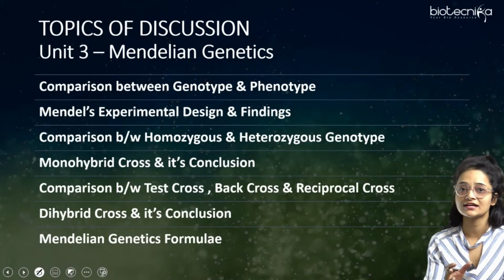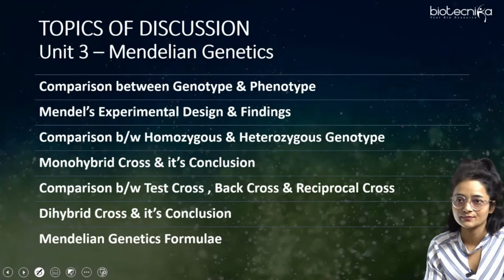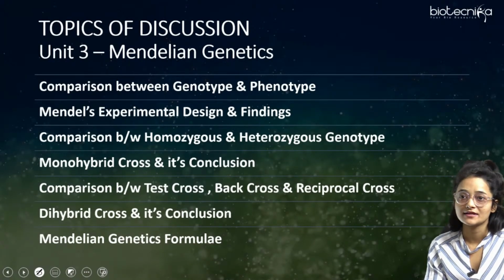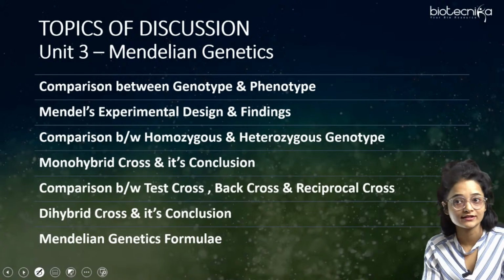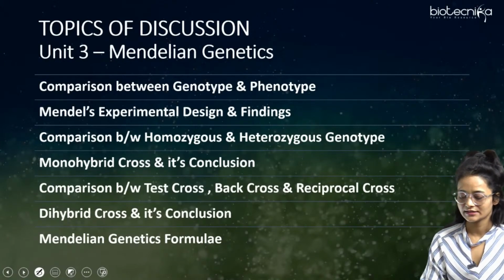And how do you recognize in a question when a test cross is being given to you or when a reciprocal cross is being given to you, right? And on that basis, how can you solve a particular question? All that we'll be discussing today. Then comes the dihybrid cross and its conclusion, and the Mendelian genetics formulae that are basically used here, right?